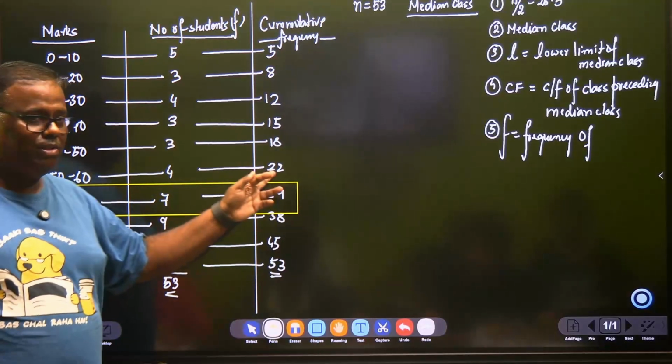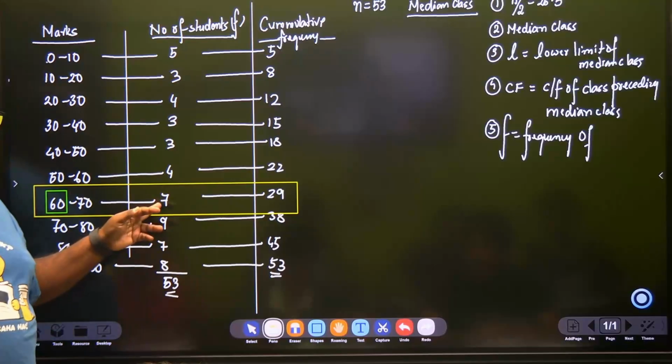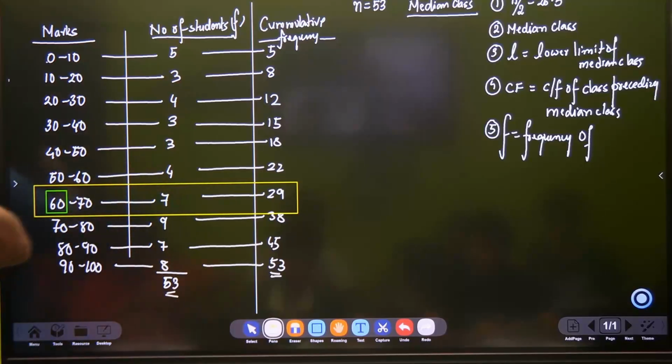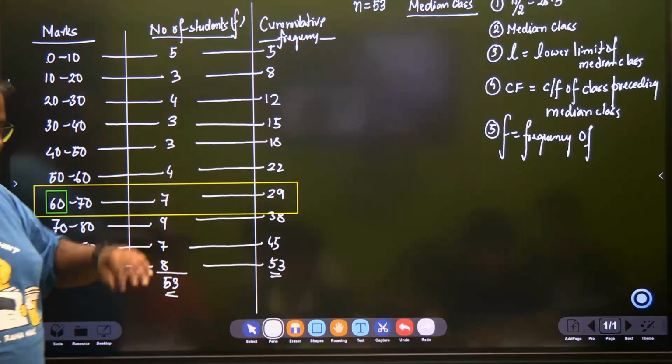So you have arrived till the 22nd kid. Now you need to search these 7 culprits. Your suspect is hidden here only. So frequency will always be of the median class. Have you understood? There is no point in searching elsewhere.